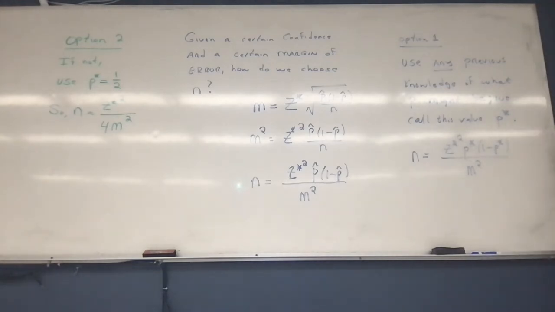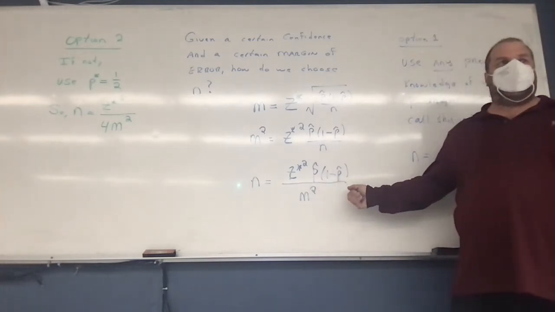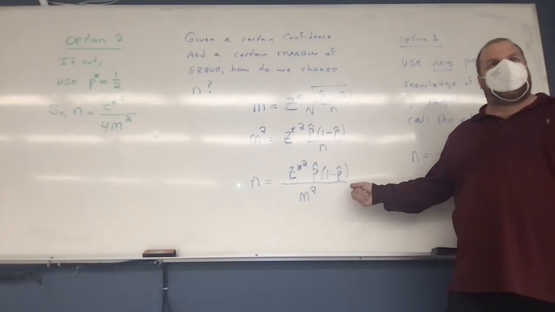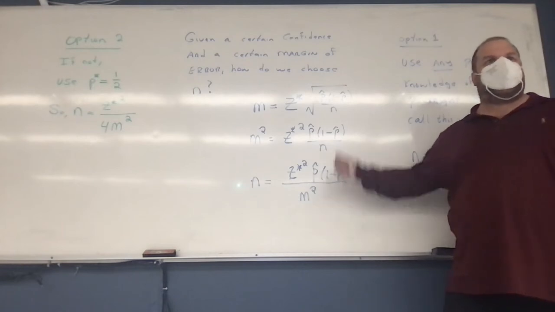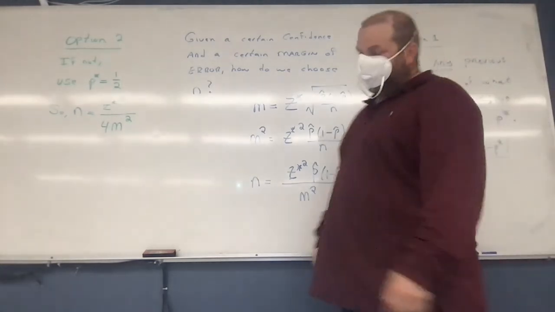Otherwise, use 1/2. Sorry, how do you get 4 m squared? What's 1/2 times 1 minus 1/2? Don't go decimals. 1/2 times 1/2 is 1/4. 4 on the bottom. Here it is. 1/4, that's the 4. Is 1/2 just a number you have to use? Yes, in this course.